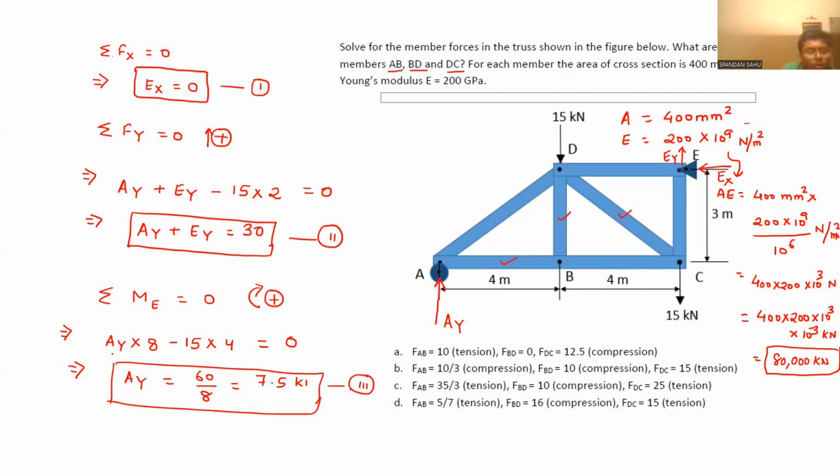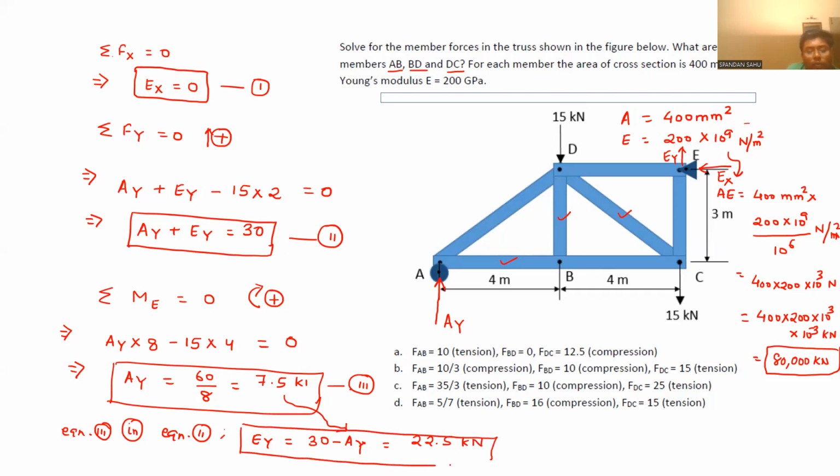Now, when you substitute equation 3 in equation 2, we will get EY equal to 30 minus AY, and the AY value was 7.5, so this will be 22.5 kilonewton. So now we are done with all those reaction forces. Now we need to determine the member forces. So it's simple.